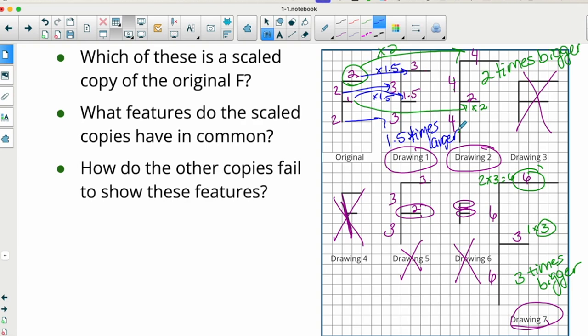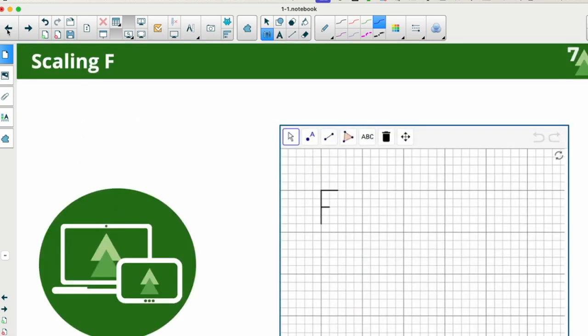And then we were to make our own drawing of the letter F. We could have gone smaller. Since these were each 2, we could have taken half and gone 1, 1. That would make the middle one 1/2, and that would be 1. Or we could multiply by 4.